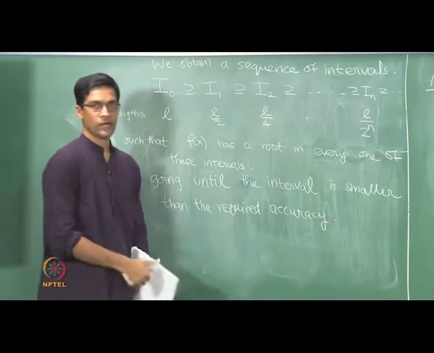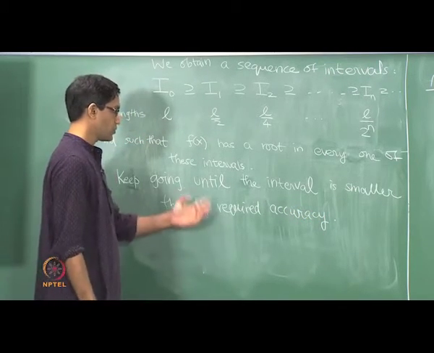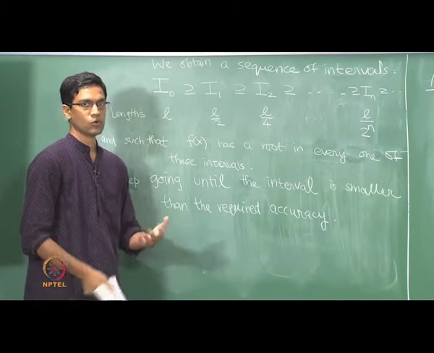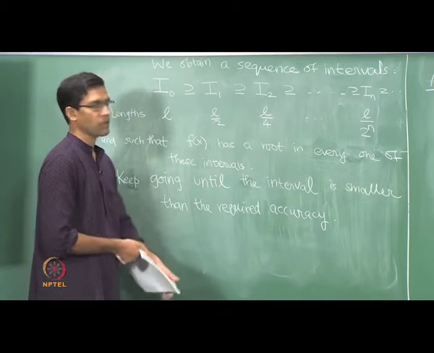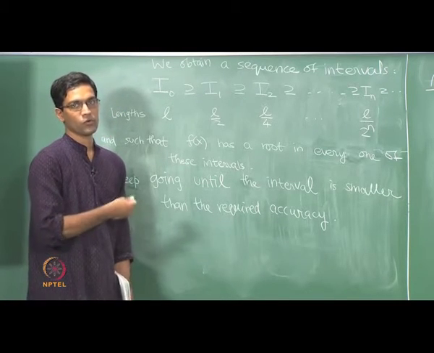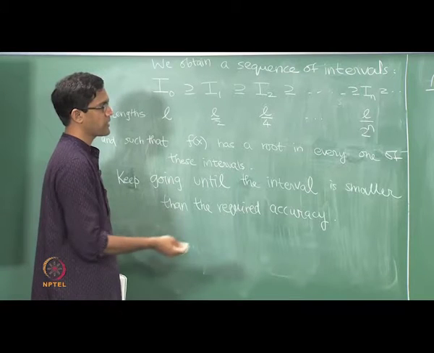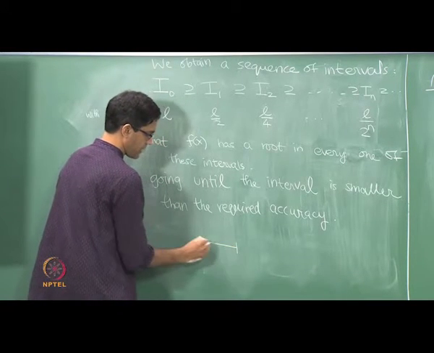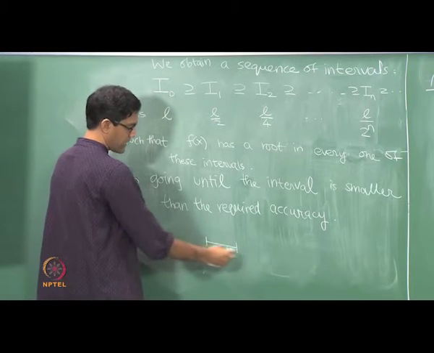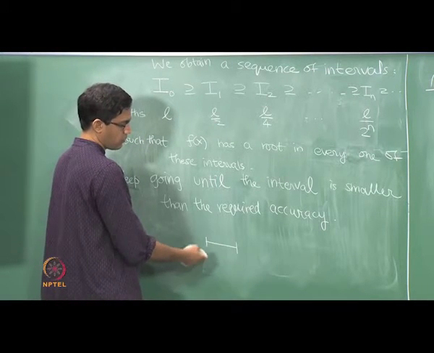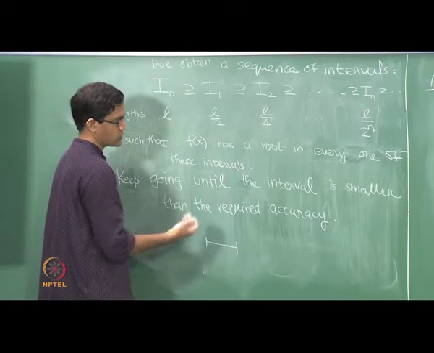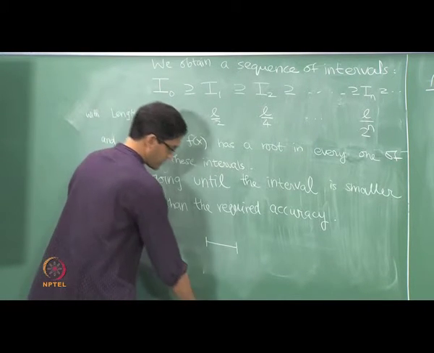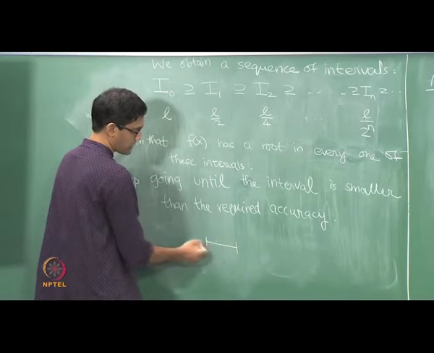Okay, whatever be the given accuracy, once you reach that step, you can just take your approximate root to be any point inside the interval In. You could take the midpoint, for instance, or any point in the interval In will still do, because if the interval In has length smaller than the accuracy, 0.0001 and so on, there surely exists a root somewhere in this interval. That much we know. We don't know where the root is.